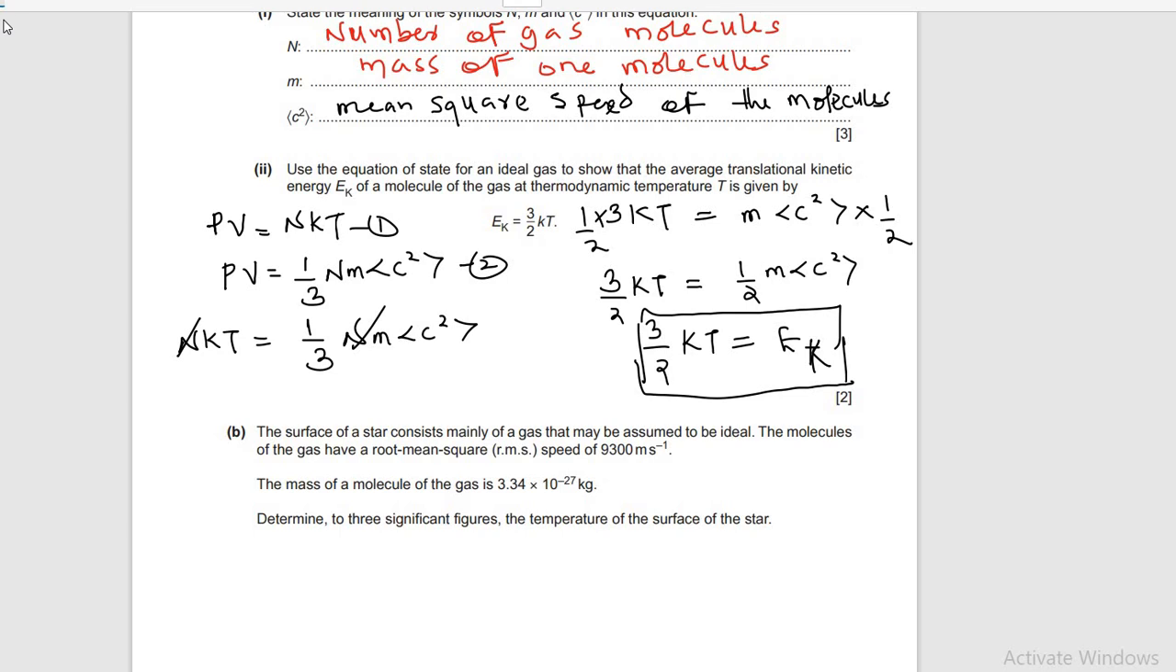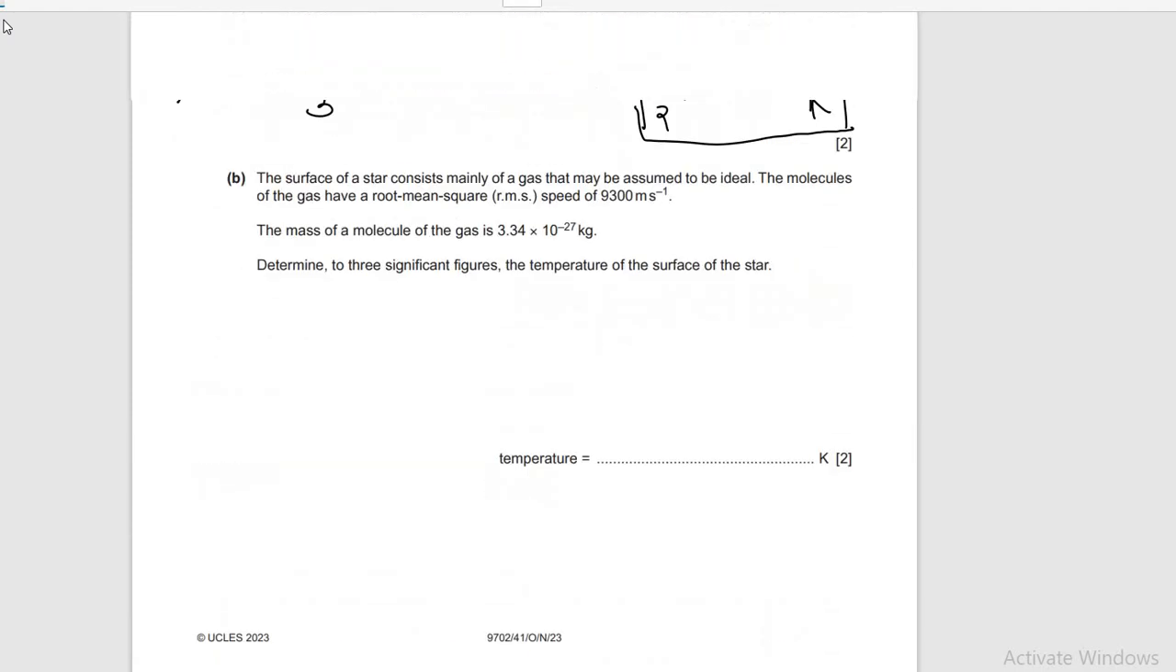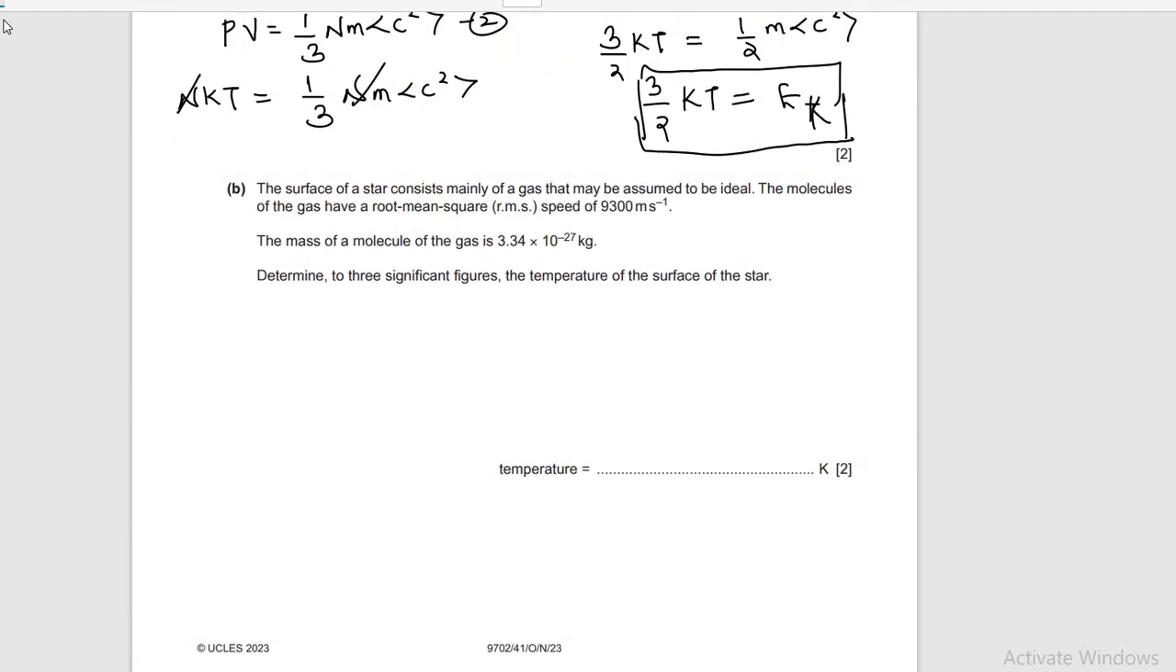Next question. The surface of a star consists mainly of a gas that we assume to be ideal. The molecules of the gas have a root mean square speed of 9,300, which means the mean square speed is 9,300 raised to the power 2. The mass of the molecule of the gas is given. Determine the temperature of the star.